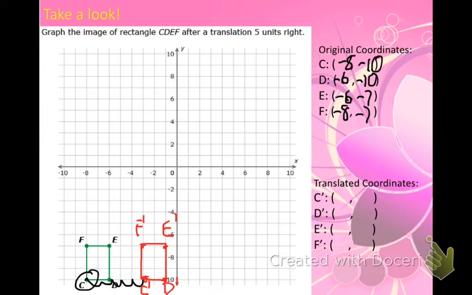So our new C is now at -3, -10. I translated it 5 to the right, so if you think about it, -8 plus 5 is -3. I didn't move it up or down, so I didn't change the Y. Our new D is -1, -10. Our new E is -1, -7. And our new F is -3, -7.